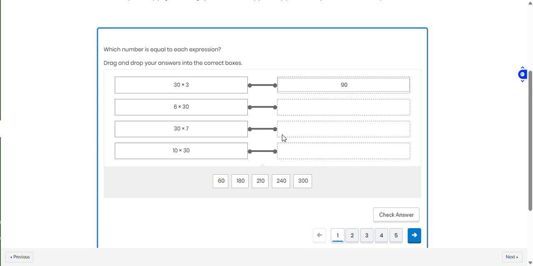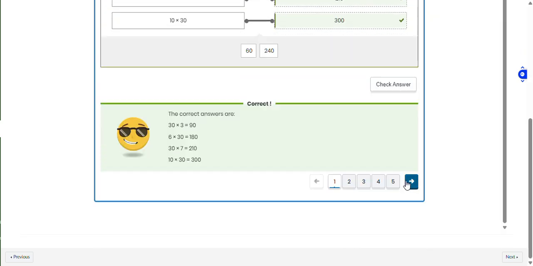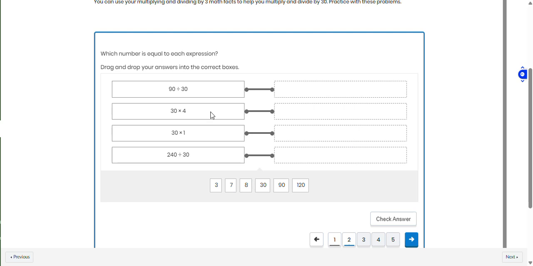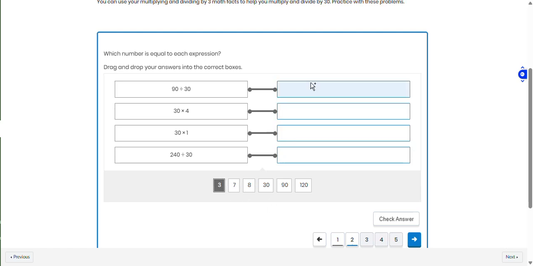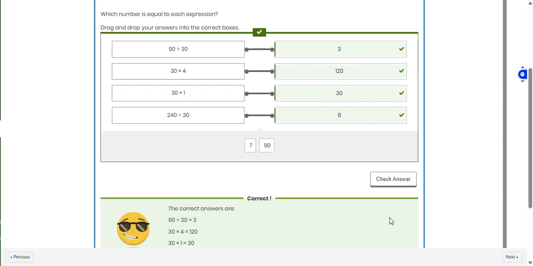30 times 3 is 90. 6 times 30 is 180. 30 times 7 is 210. And 10 times 30 is 300. 90 divided by 30 is 3. 120 divided by 30 is 4. 30 divided by 1 is still 30. Then 240 divided by 30 is 8.